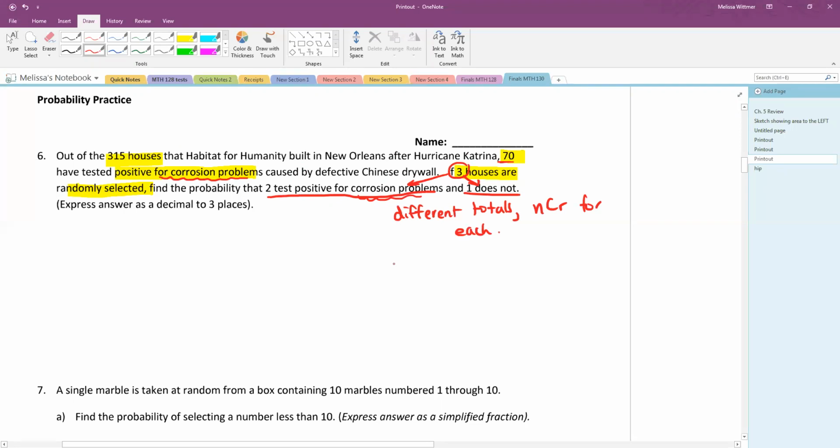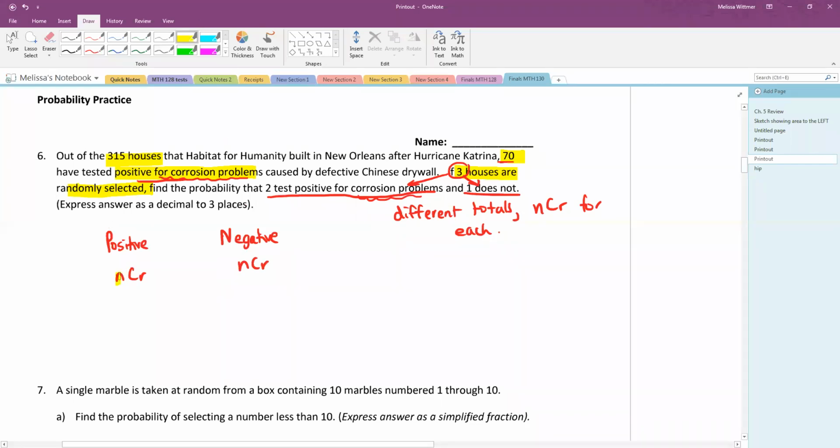So the 2 categories here, sometimes these questions, the categories are genders, like males and females, or maybe different types of books that you're picking. In this example, the categories are houses that are positive for corrosion and houses that are negative for corrosion. So I'm going to put positive combination and negative. And if you had gender, you would do a combination for the males and a combination for the females.